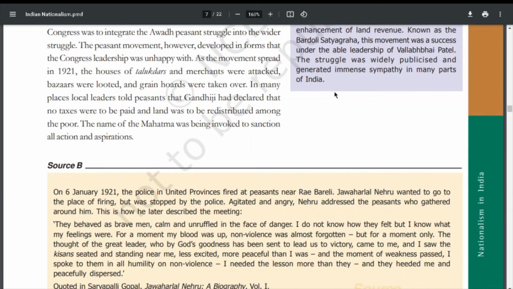The peasant movement, however, developed in forms that the Congress leadership was unhappy with. As the movement spread in 1921, the houses of talukdars and merchants were attacked, bazaars were looted, and grain hoards were taken over. In many places, local leaders told peasants that Gandhiji had declared that no taxes were to be paid and land was to be redistributed among the poor. The name of Mahatma was being invoked to sanction all actions and aspirations.